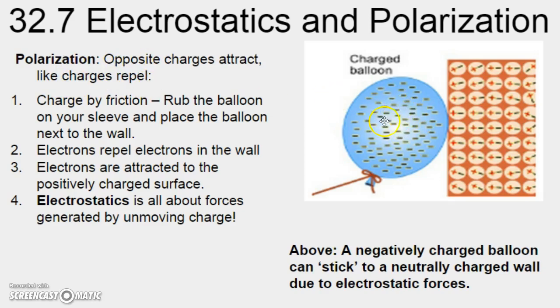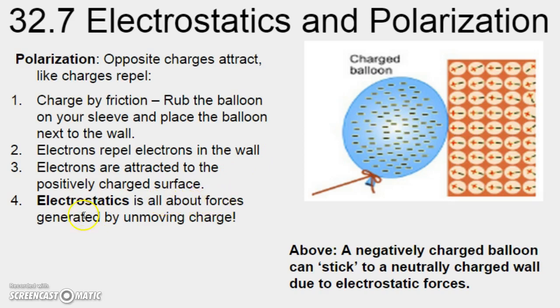Simply by placing a charged balloon near a neutral surface. The balloon was charged by friction. The electrons in the balloon are going to repel electrons in the wall. We see this by applying Coulomb's law. The new surface has a slightly positive charge, not a net charge, it's just relocated these electrons. So the negatively charged balloon is going to be attracted to the positively charged wall.